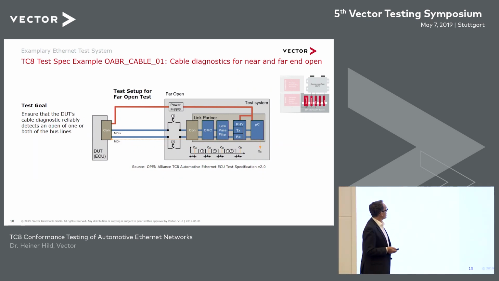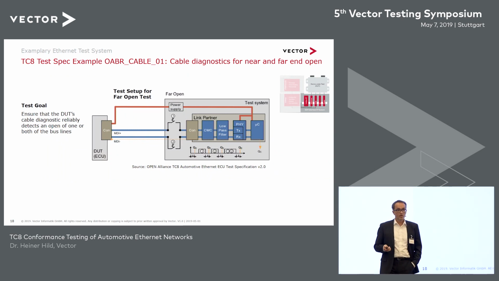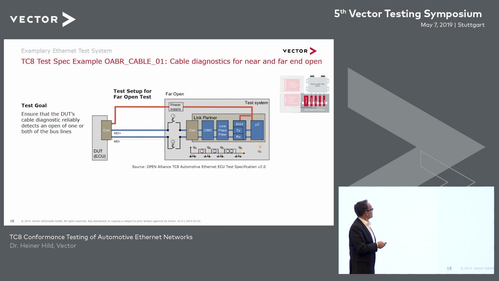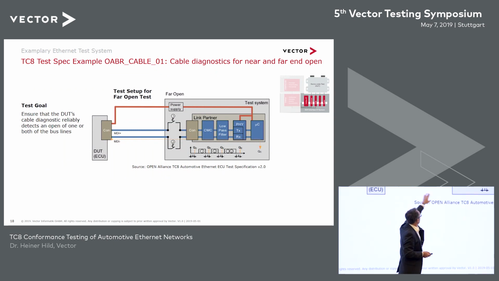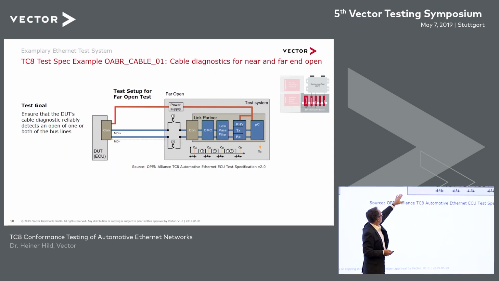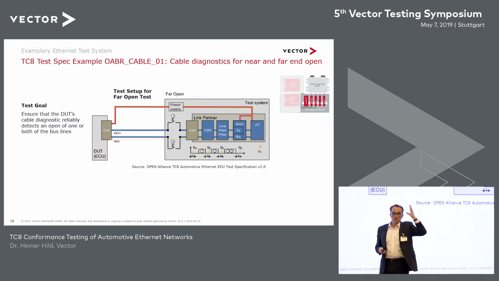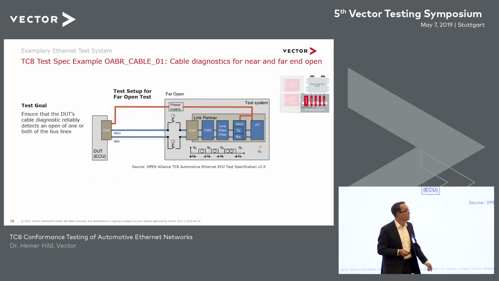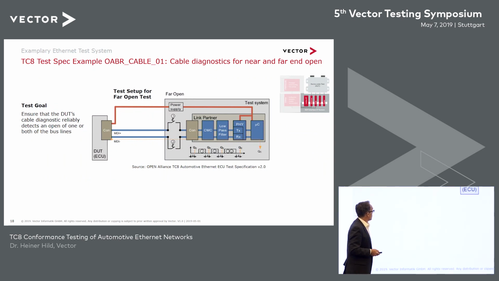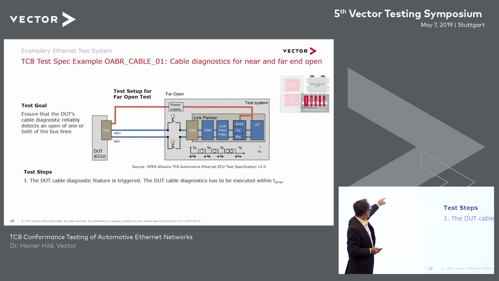What happens from the VT system side? I would like to illustrate it with one example. This is one test from the TC8 test spec, physical layer test, which is called far open. What's being tested is what happens if at the link away from the test specimen in the test system, there is a line interruption. And we can then map that with the VT system. In a moment, I'm going to show you how.